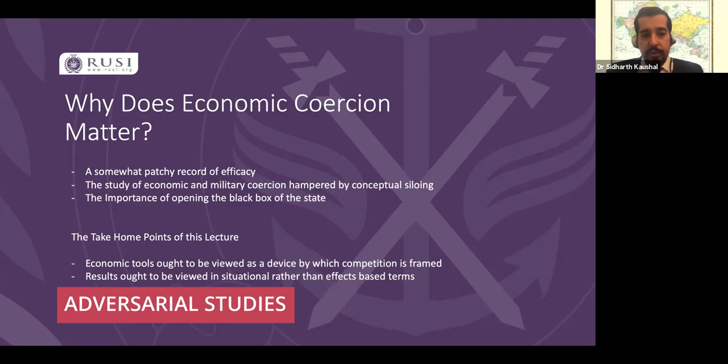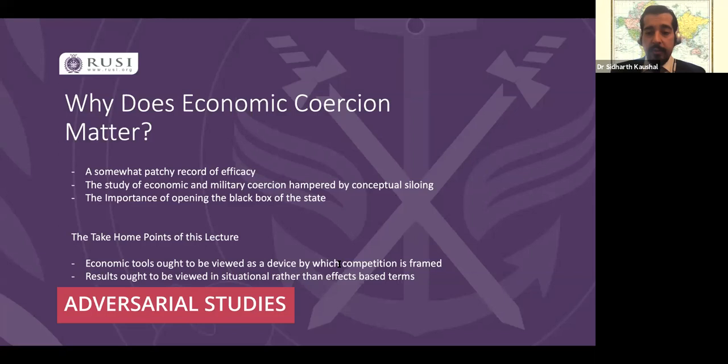The third issue, and this is something we'll go through, is a somewhat black-boxed image of both the coercer and the coerced state. We tend to view governments as unitary actors rather than as networks of bureaucratic and societal actors. And this in some ways hampers our understanding of precisely when and where coercive instruments, particularly economic coercive instruments, can be quite useful.